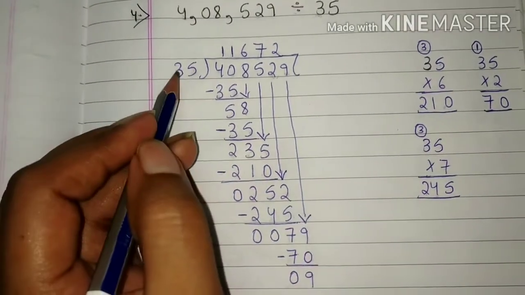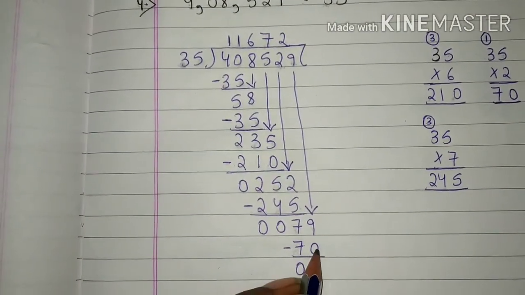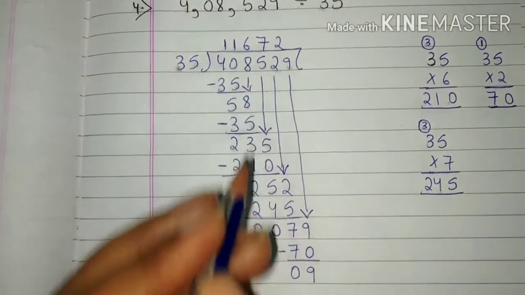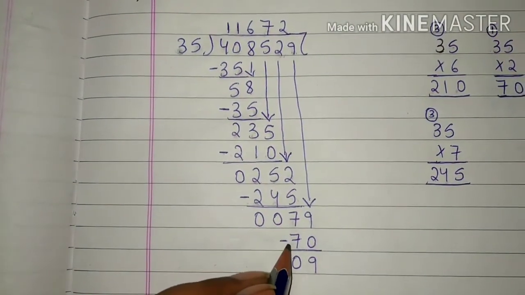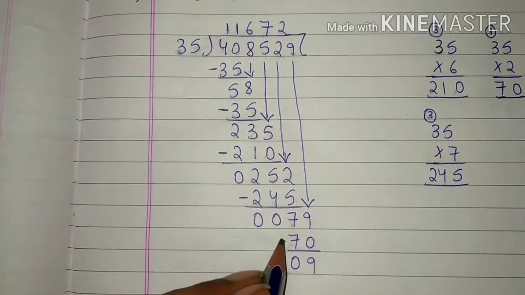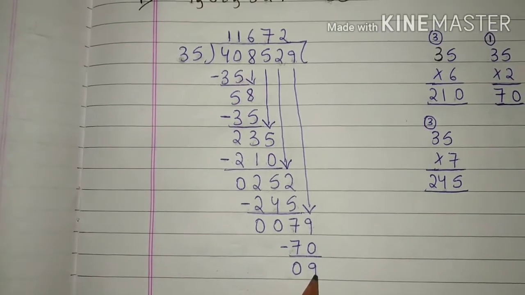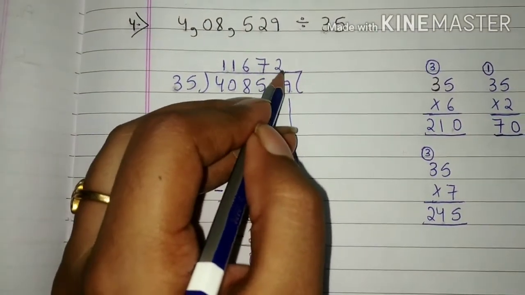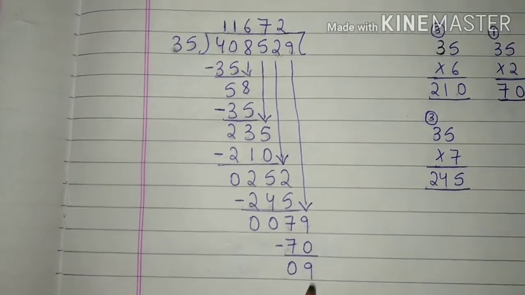So we will consider 35 into 2 is 70. Students, we will write 2 here and we will write 70 here. Now we will subtract the number. 79 minus 70 will give 9. Students, 11,672. This is your quotient and remainder is 9.